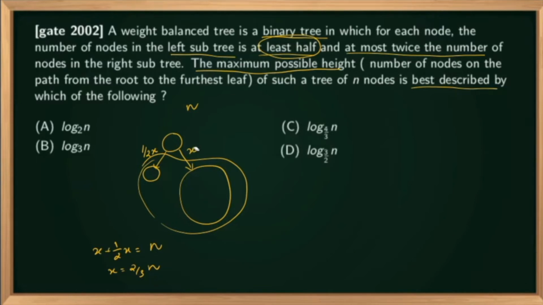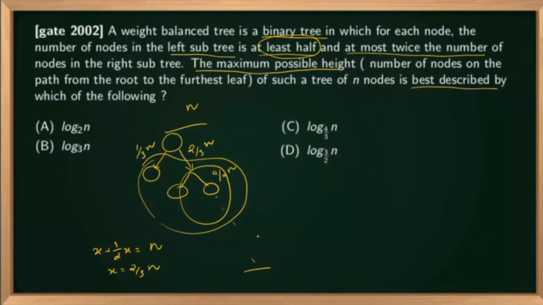So that means this portion is getting 2 by 3 n, and this portion will have 1 by 3 n. Again, if you see this side, it will get divided again, and the same process will continue. So this side will have 4 by 9 n, and it will keep going like that. Now we have to find the height of this tree. Every time it is getting divided by 2 by 3, 2 by 3.